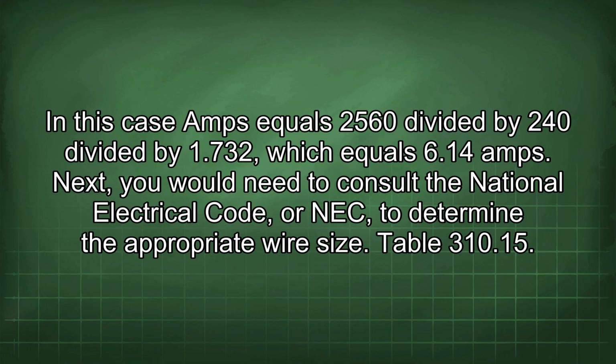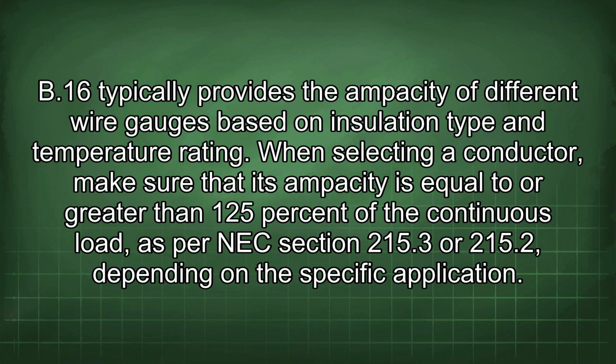Next, you would need to consult the National Electrical Code, or NEC, to determine the appropriate wire size. Table 310.15(B)(16) typically provides the ampacity of different wire gauges based on insulation type and temperature rating. When selecting a conductor, make sure that its ampacity is equal to or greater than 125% of the continuous load, as per NEC section 215.3 or 215.2, depending on the specific application.